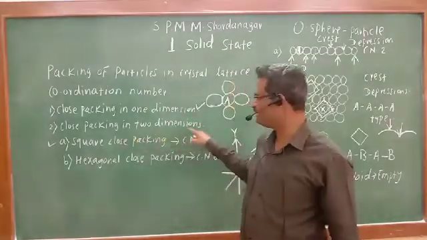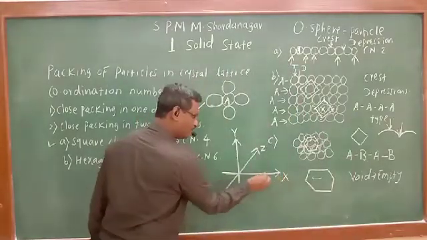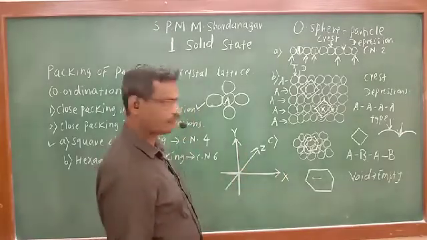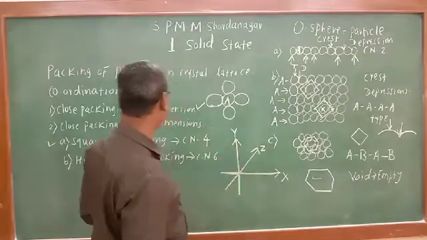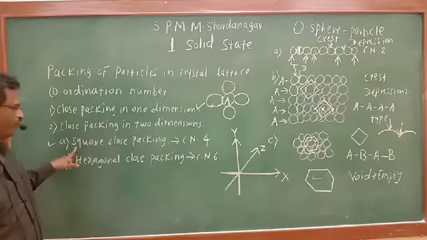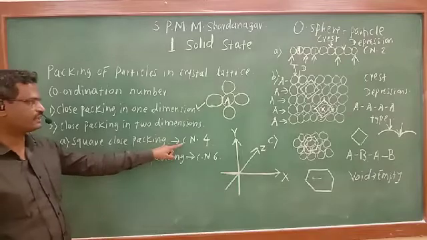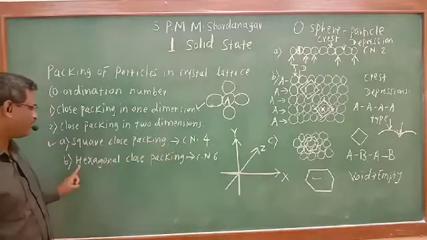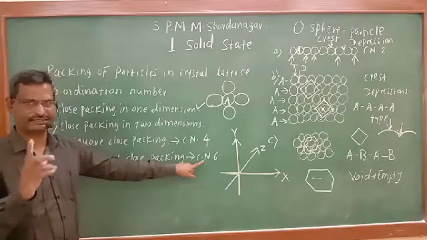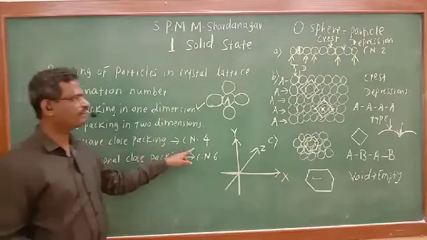Now close packing in 2 dimensions. The x axis is one dimension and the y axis is the other dimension. So in 2 dimensions, how does packing take place? It takes place in 2 different manners. The first type of packing is square close packing, where the coordination number is 4, and the second type of packing is hexagonal close packing, where the coordination number is 6. Let us see the first one, square close packing, where the coordination number is 4.